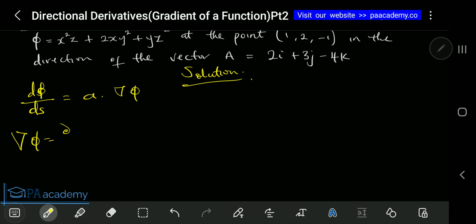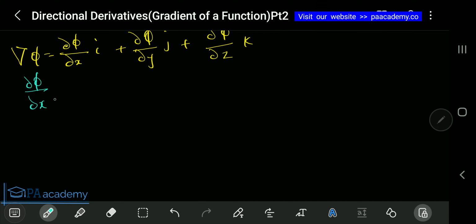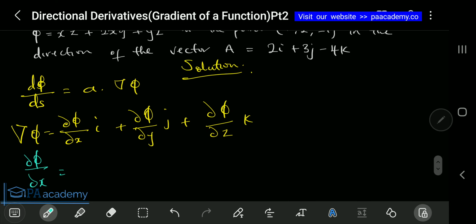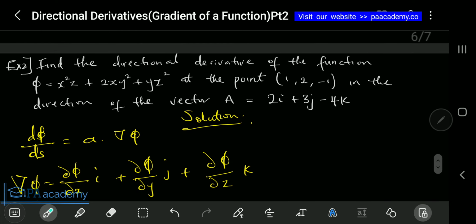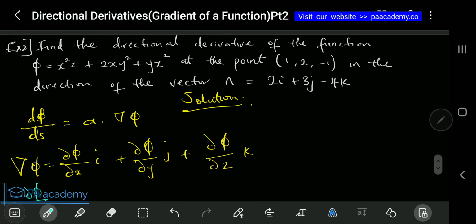Again, the formula is given to us as this. So let's look for each of those values, starting with the partial differential of phi. If you have to look for the partial differentiation of the function with respect to x, that will give us 2xz from this, and then this will be 2y squared, and then this will be 0.